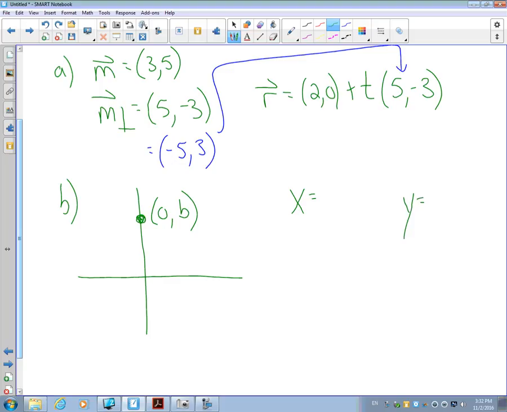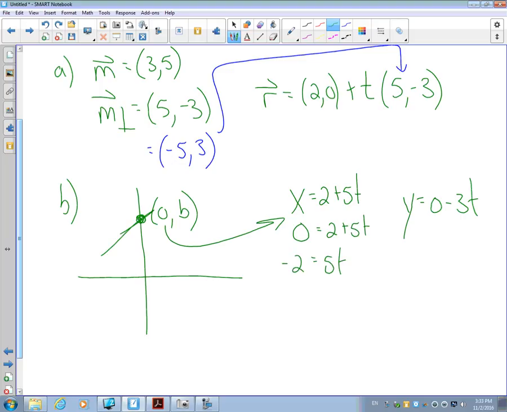I know that x has to be 2 plus 5t. I know that y has to be 0 minus 3t. I know for sure when I hit the y-axis, I'm hitting it at 0 and something. My x value has to be 0. So I can fill that in, and I can solve this for t. So negative 2/5 is t.